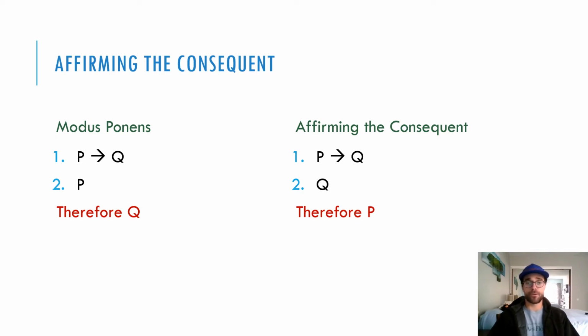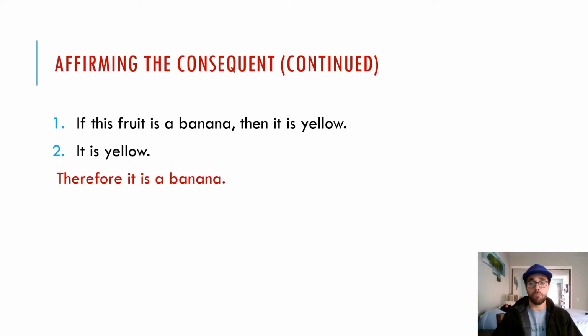But of course, we can't assume that Q is true, and therefore P is true, because there could be other reasons why Q is true. This goes back to necessary and sufficient conditions, and recognizing why something is necessary or why something is sufficient of something else. So if this fruit is a banana, then it is yellow. I then tell you that this thing is yellow, therefore it is a banana. This, of course, is invalid. The premises do not lead to the conclusion, because there are other things in the world that are yellow.